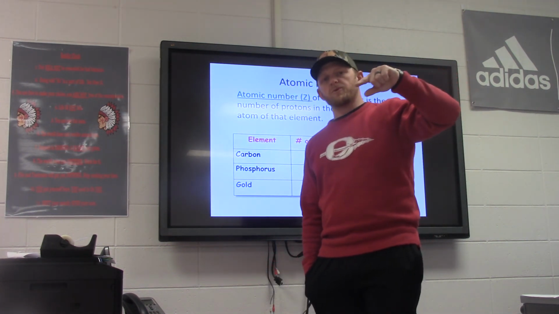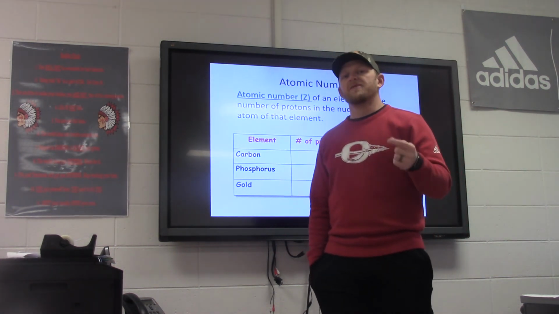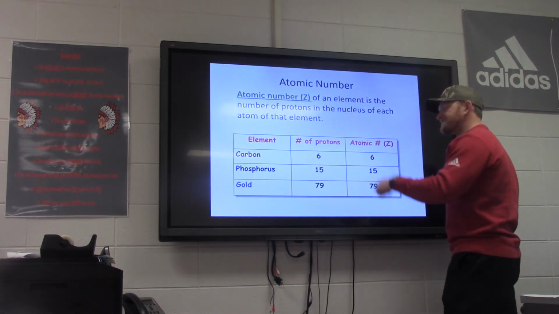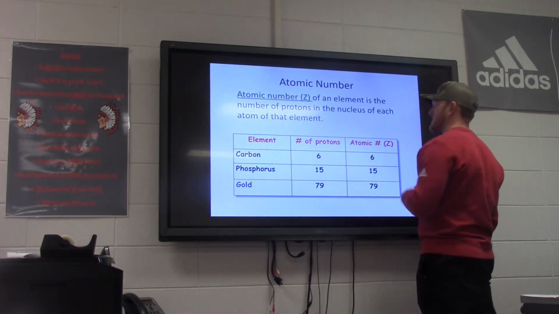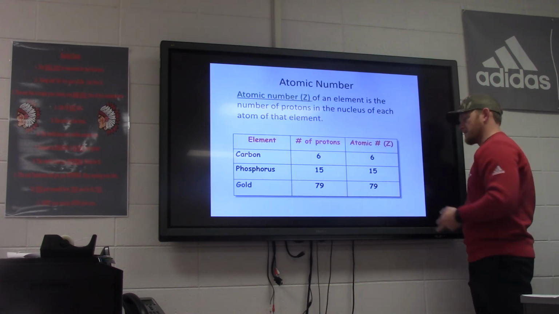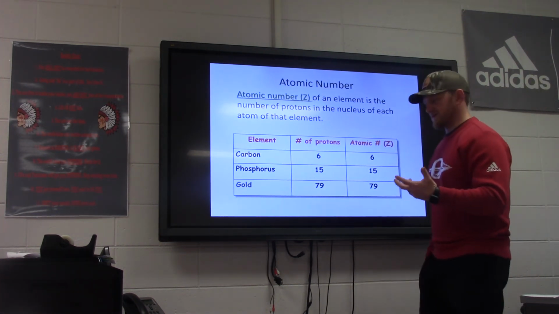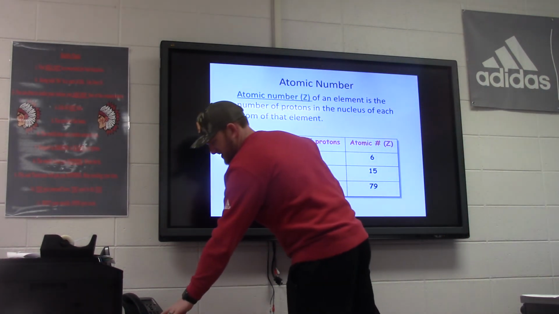The bottom number is going to be the atomic mass. The atomic number is going to tell you the number of protons in that element. So, carbon's number of protons is 6, its atomic number is 6. Phosphorus, number of protons 15, atomic number 15. 79, 79, you get the hint. That's very simple, very easy to understand.